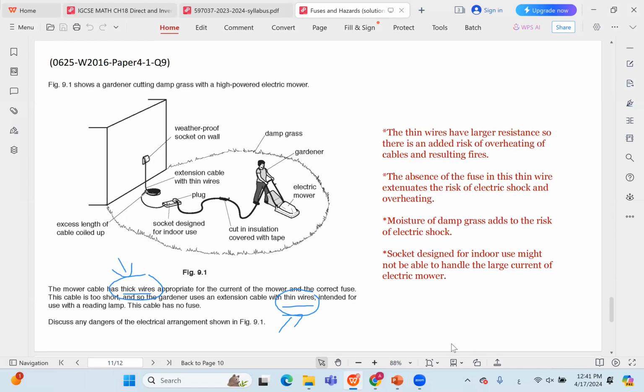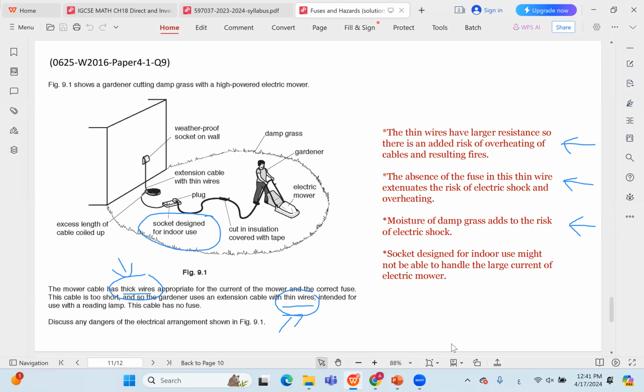So first of all, we have thin wires. So thin wires have a larger resistance, and this increases the risk of overheating. There is no fuse for the thin wire. So if the current gets too large, you have the risk of electric shock or overheating again. Again, the moisture of the damp grass increases the risk of electric shock. Finally, we are told that the socket is designed for indoor use. So you cannot really put it in the garden in damp grass.